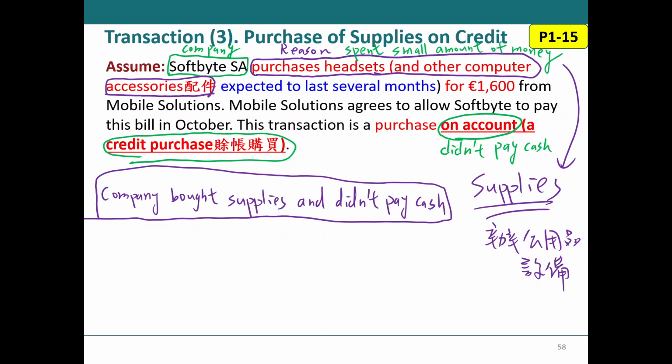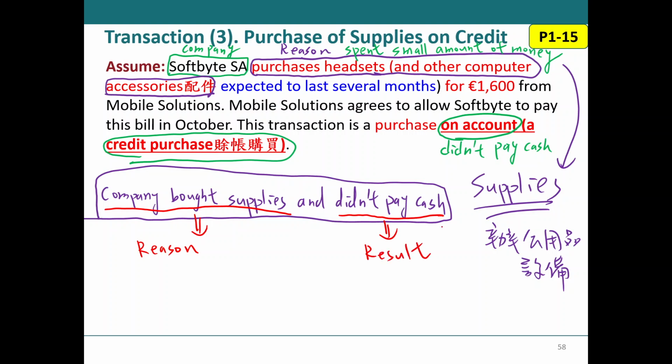After simplifying it into a short sentence, find out the reason and result, right? So what's the reason? Company bought supplies. This is your reason. What's the result? You didn't pay the cash yet. So this is the result.